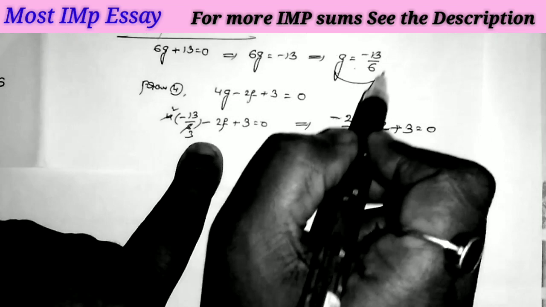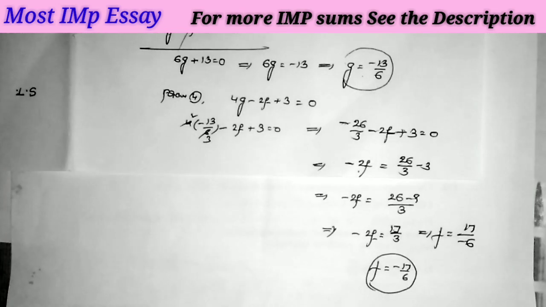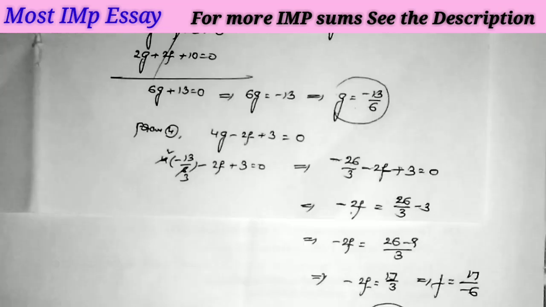Already here we have that value of g is equal to minus 13 by 6. Now what we want? We want the only one value, that is equal to c value. How to find that value?